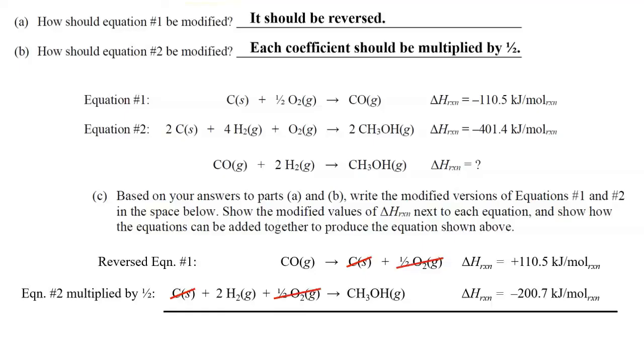And now when I add these two modified equations together, I get exactly what I was supposed to get, which is 1 mole of CO plus 2 moles of H2 produces 1 mole of CH3OH. Now when I add these two equations together, I am also going to add these modified delta H values together. So positive 110.5 plus negative 200.7 gives me a value of negative 90.2, and my units are kilojoules per mole of reaction.